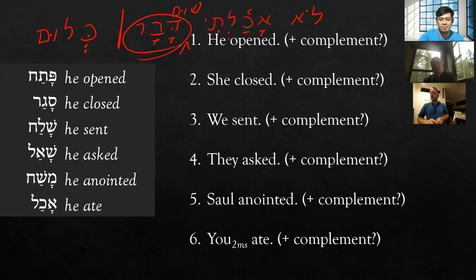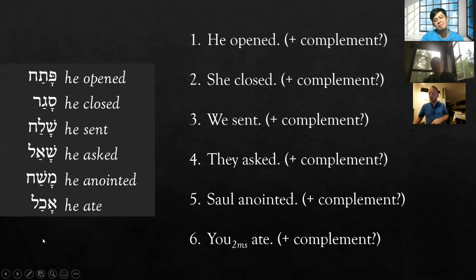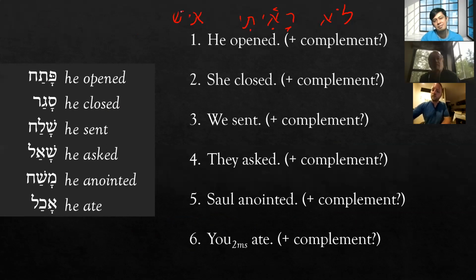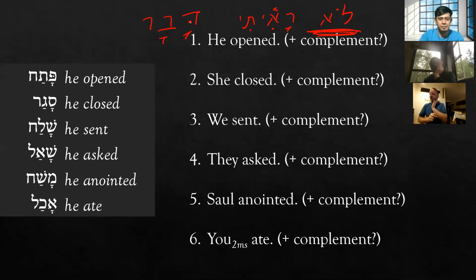If you say no one, instead of nothing, you want to say lo ra'iti, I did not see. Lo ra'iti ish. I did not see a person, means I saw no one. So the no and the man together is no one. Lo ra'iti davar would mean I saw nothing. I did not see a thing.